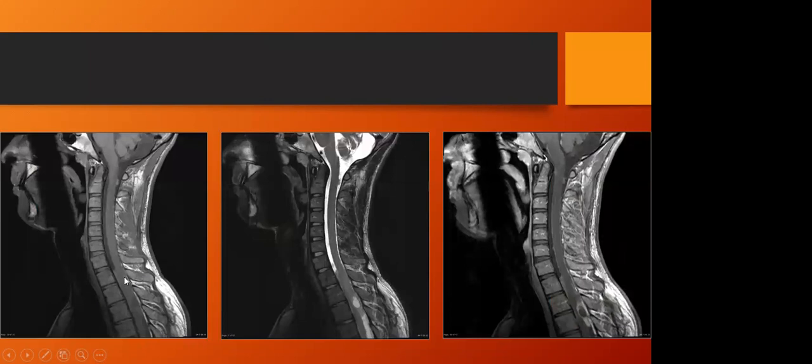Another view for the astrocytoma, T1, T2, and after the enhancement. This portion of the tumor does not take enhancement.